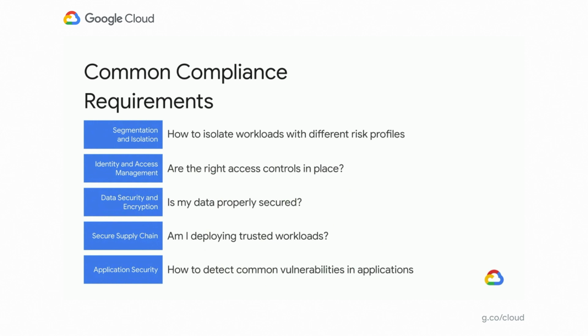Now, let's pivot quickly to the compliance requirements. So, we've taken some of the compliance frameworks, such as NIST 800-53, which maps to FedRAMP, PCI DSS, and ISO 27001, and have identified some common technical requirements. They actually fall into these five categories: segmentation isolation, identity access management, data security, supply chain, and application security. Now, we don't have time to dive into all these 20 in this 25 minute talk, but we'll talk about how Anthos can help with several of these requirements right out of the box.